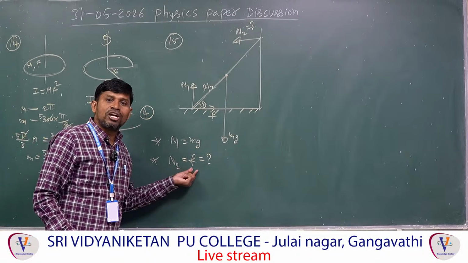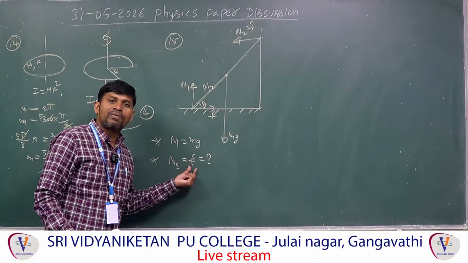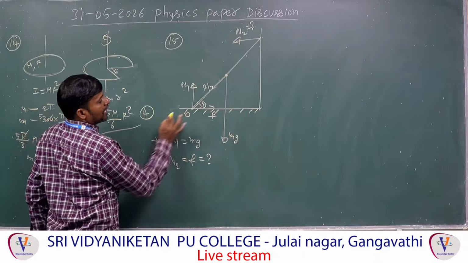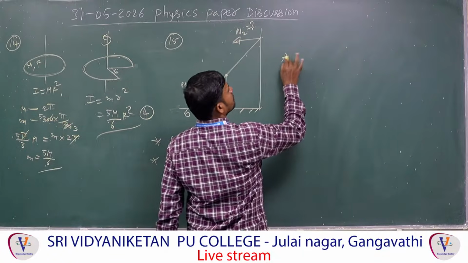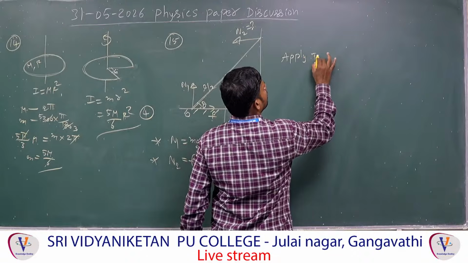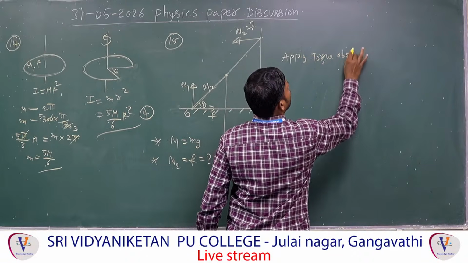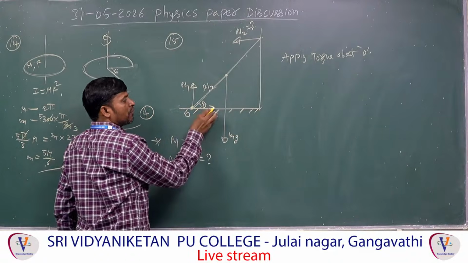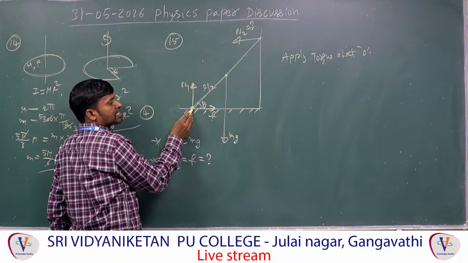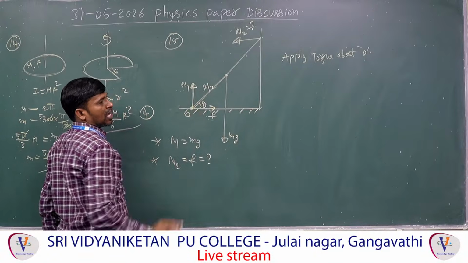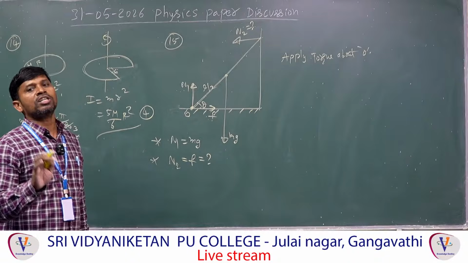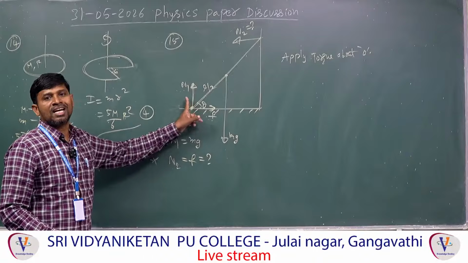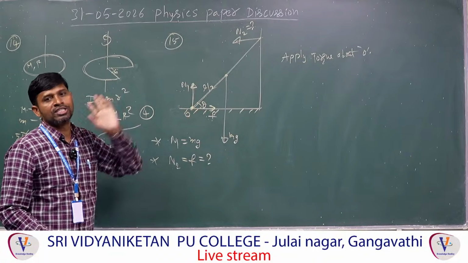Sometimes it asks for the frictional force. Normal reaction and frictional force here are both the same. How to find N1? Apply the torque about the point O. About this point O, the frictional force and this normal reaction act at the same point, so by these two there is no torque. Torque means force into perpendicular distance, and from this point there is no perpendicular distance, so torque by these two values is 0.